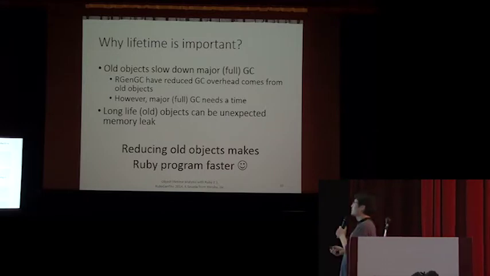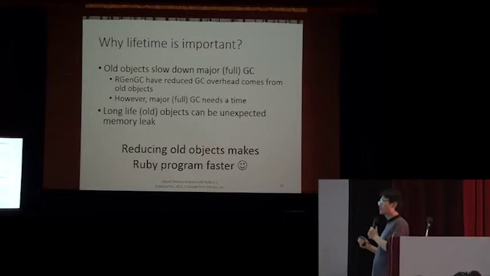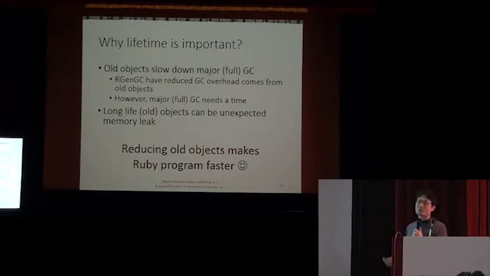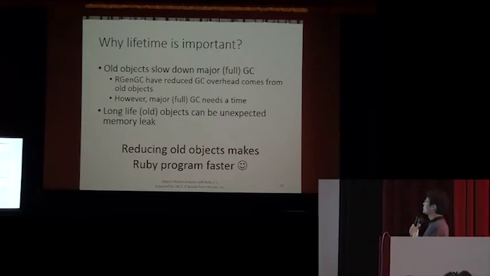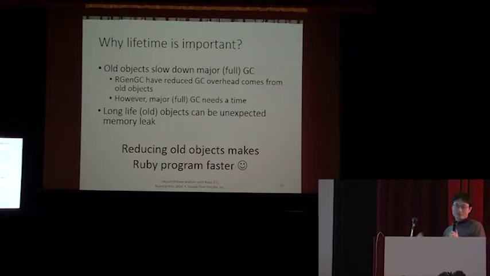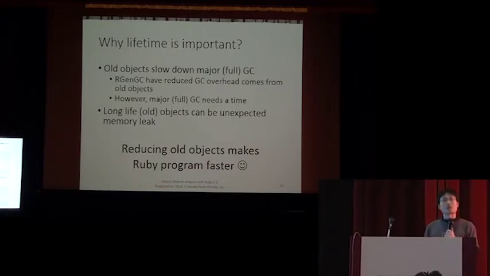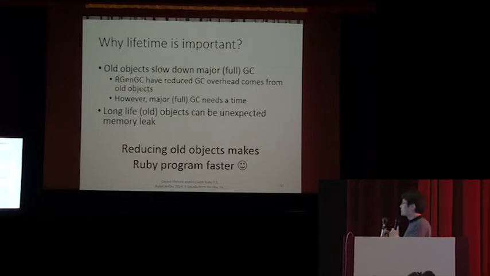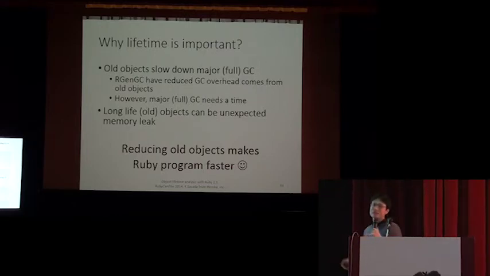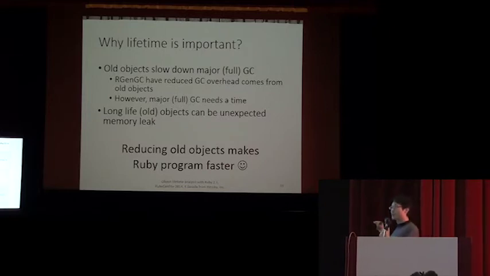I defined the lifetime of objects, but it is important for improving performance. For example, old objects slow down major garbage collection. Many old objects slow down the major GC. RGenGC, or generational garbage collection, reduces most of the garbage collection overhead. But if there are many old objects, then the performance will go down. And also, long-lived, or we can say old, objects can be an unexpected memory leak.